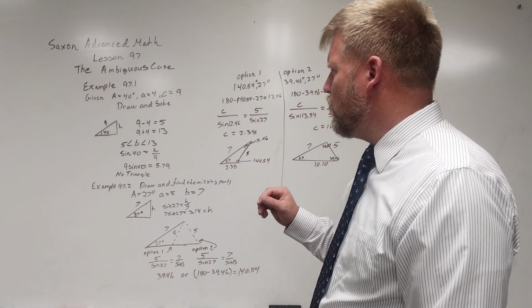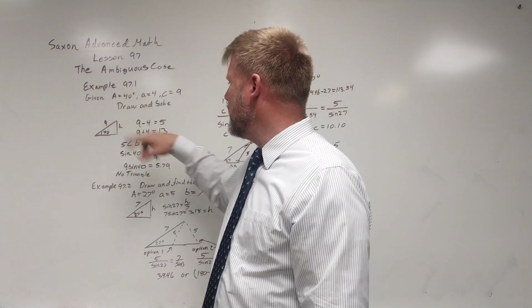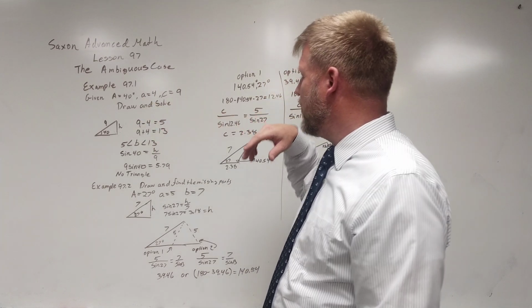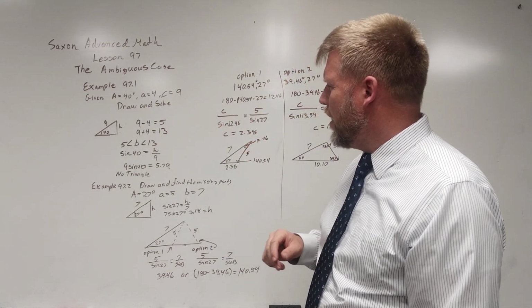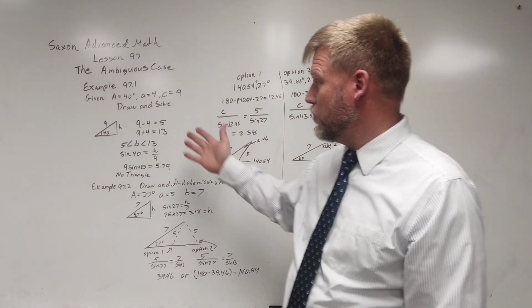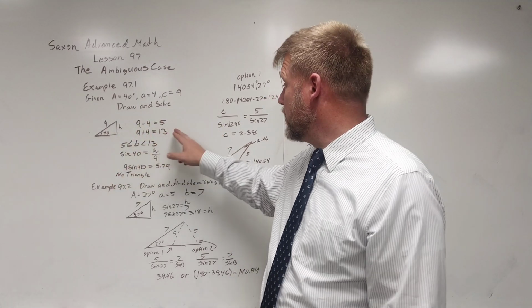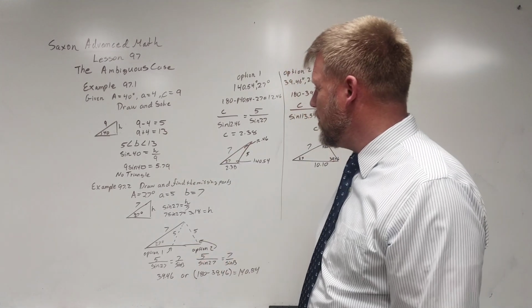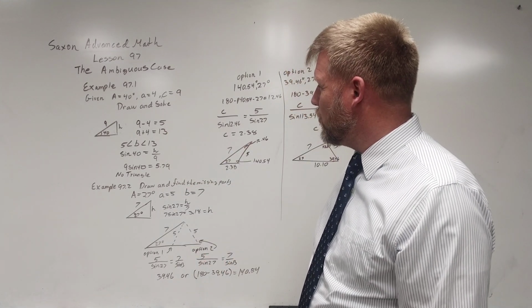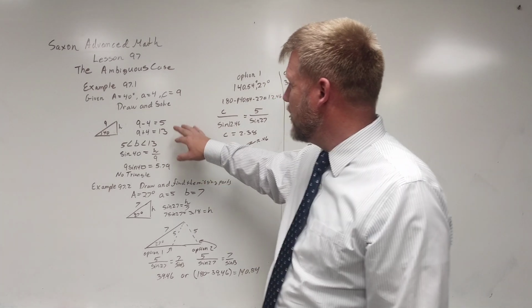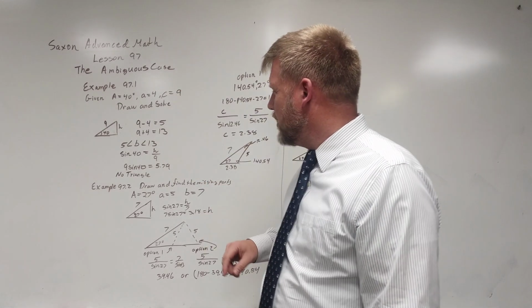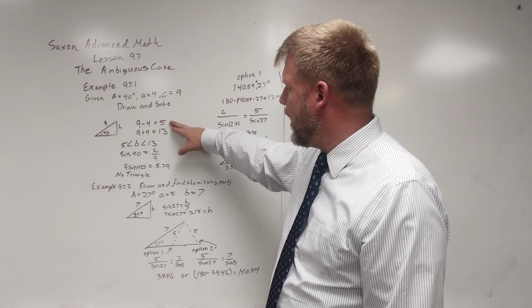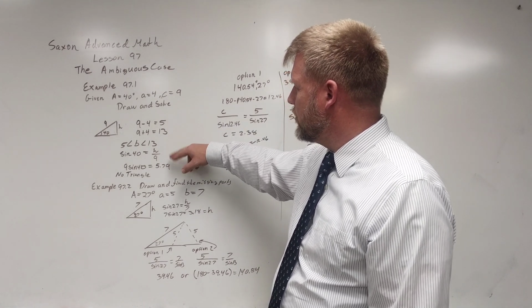So our example 97.1 says given A is 40 degrees, little a is 4, little c is 9, and they want us to draw and solve. So first of all, I know that for the triangle inequality theorem, the smallest the third side could be is 5, and the largest it could be would be 13 for this to work. And so I start plugging these things in, because that's 4. And so I got a problem though. The smallest it could be is 5, and the biggest it could be is 13.